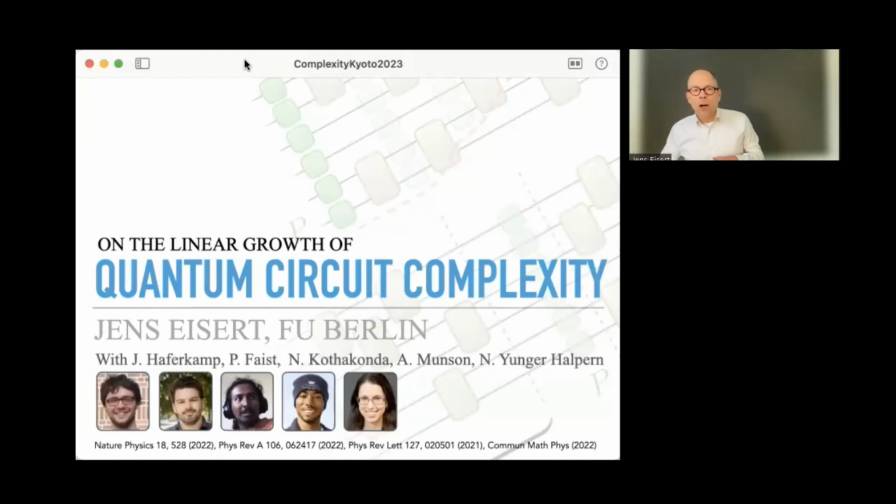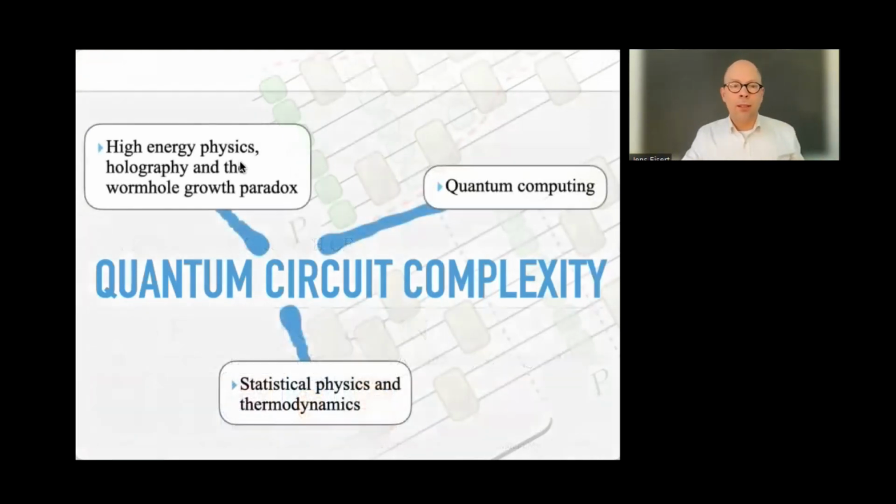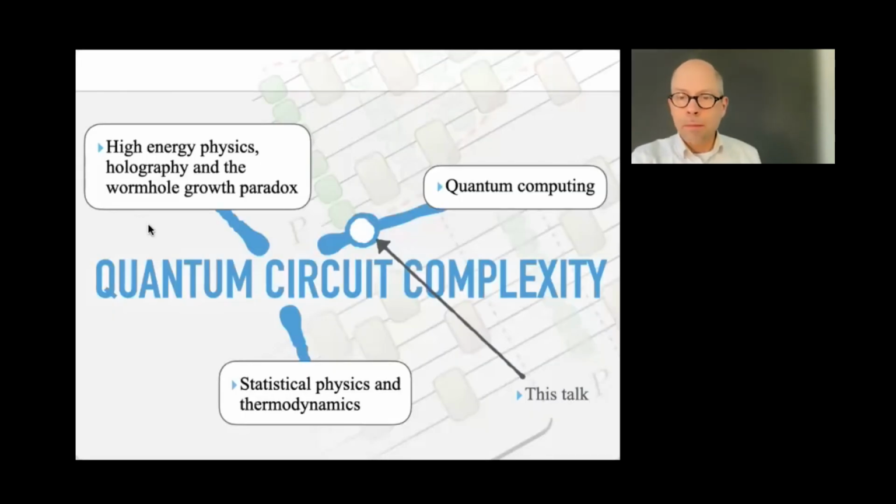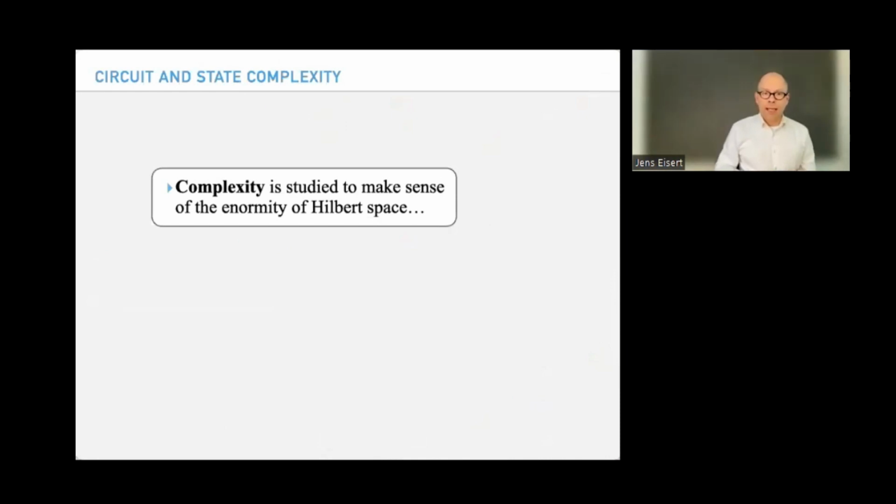In a way, in this talk we will go on a journey where we meander through themes located at the intersection of high energy physics, holography, and the wormhole growth paradox, then quantum computing in various readings, and statistical physics and thermodynamics, even though it's probably fair to say that we are sitting somewhere here. So we'll be mostly inspired by ideas of quantum computing and quantum information, but we will hint at other aspects, in particular notions in high energy physics. There will be two concepts that will guide us through this talk. These are notions of circuit and state complexity.